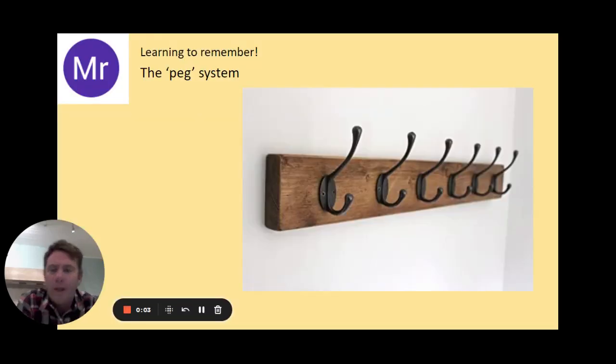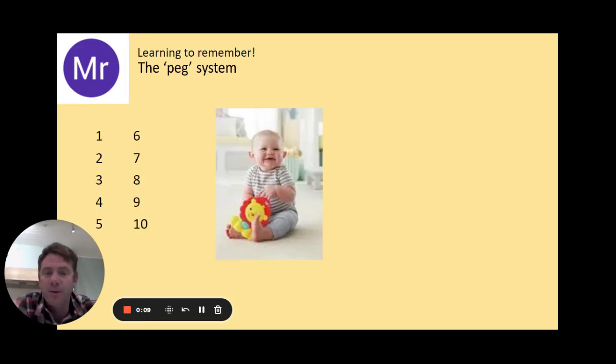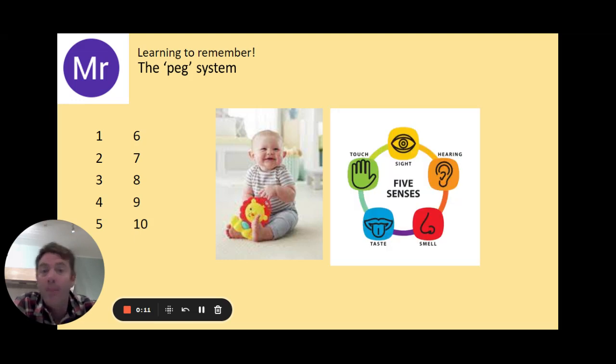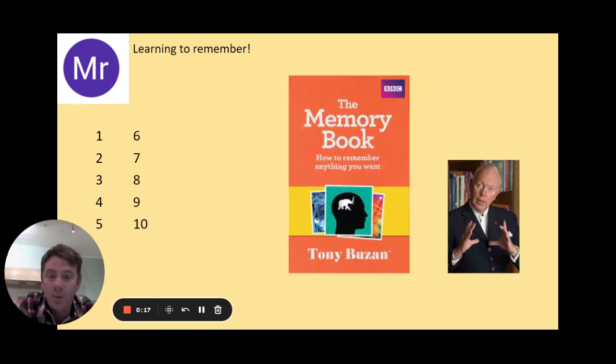Hello! Right, what we're going to do is try to remember up to 10 things, and a system of remembering up to 10 things. It's called the PEG system. Please remember how you remember as a baby. It's not just sight and sound. Use your other senses. Try to make things funny as well.